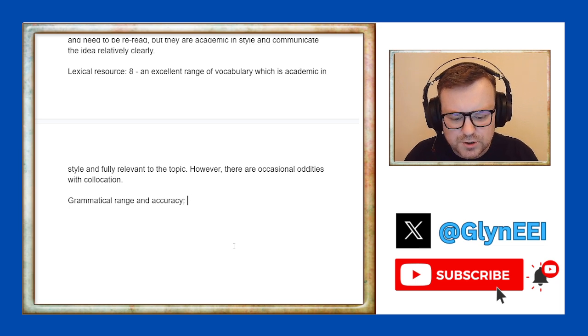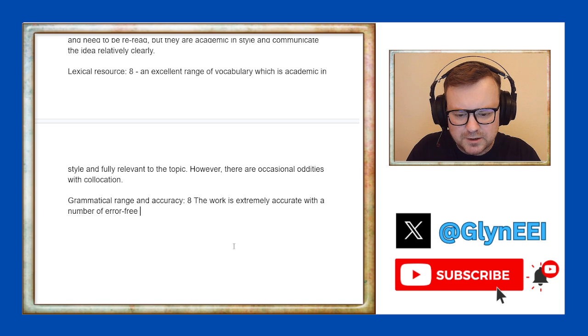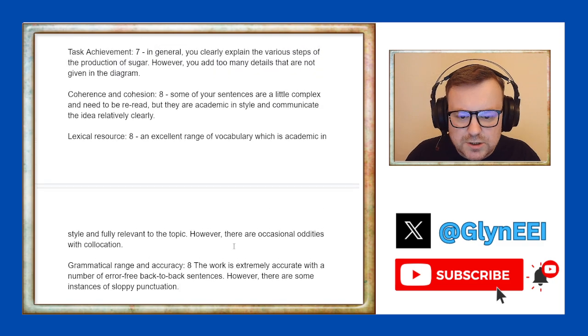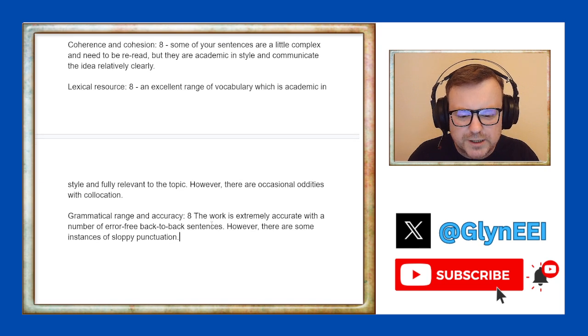Let's just take some notes there. 8, the work is extremely accurate with a number of error-free back-to-back sentences. However, there are some instances of sloppy punctuation. Okay. So in total, what do we have? We have 7, 8, 8, 8. So overall, we get a band 8.